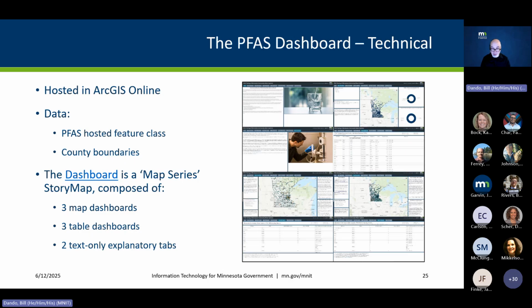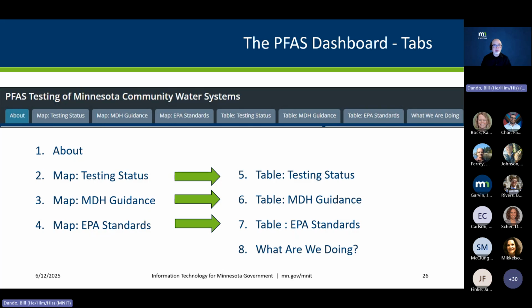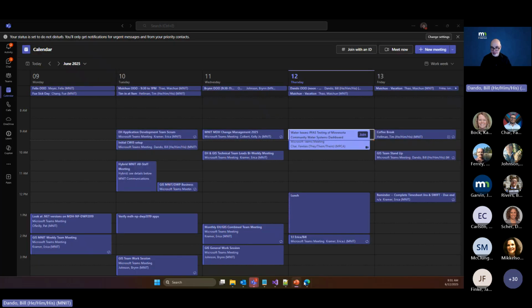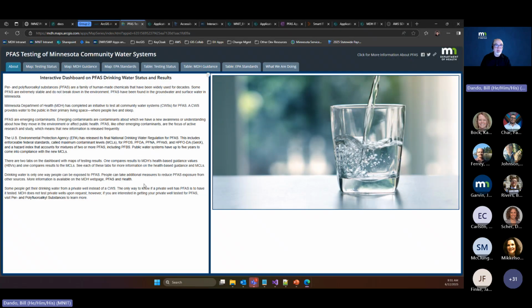And finally, a real technical thing: the dashboard is called a story map, and it's a specific type called a map series. So it's basically a series of dashboards of map, table, and dashboards, and then bookended by text-only explanatory tabs, which we will see. So let me switch out of that and switch in to this. So we look at the PFAS dashboard.